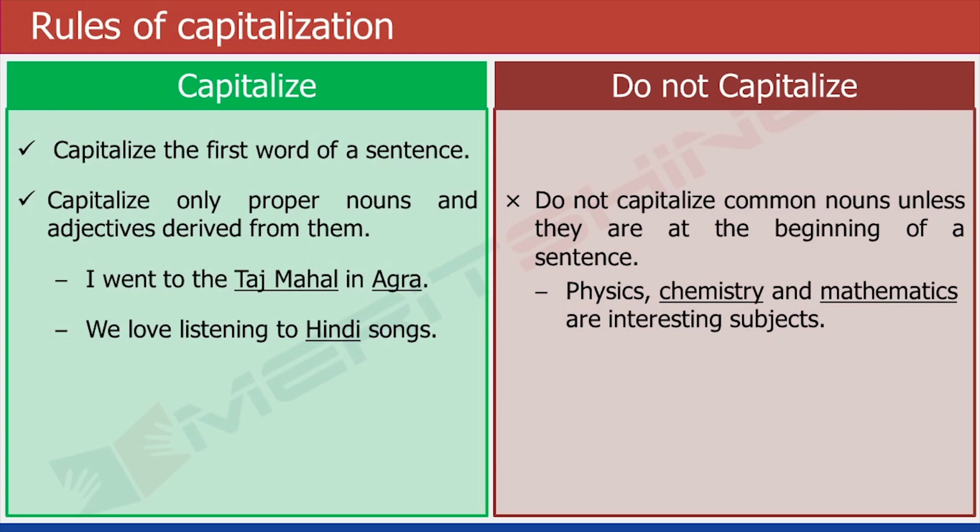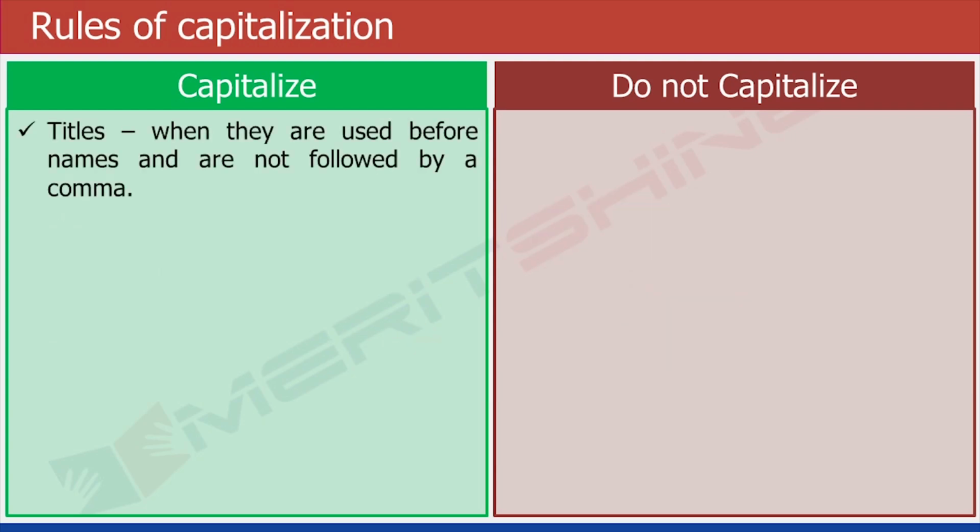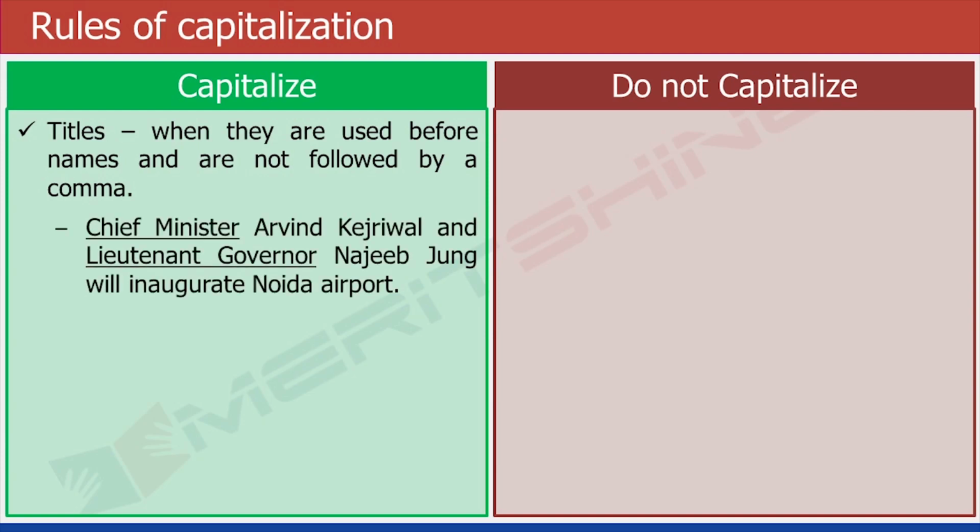As you can see in the sentence, only the common noun physics, being at the beginning of a sentence, is capitalized, whereas the other two common nouns, chemistry and mathematics, are not capitalized. Well, this rule is for the titles. When the titles are used before names and are not followed by a comma, titles are capitalized. Chief Minister Arvind Kejriwal and Lieutenant Governor Nazeeb Jung will inaugurate Noida Airport.